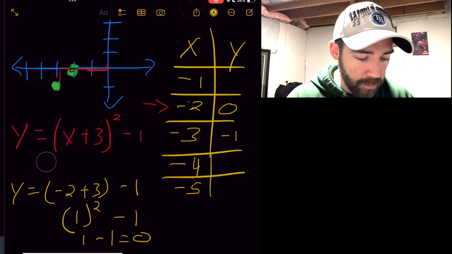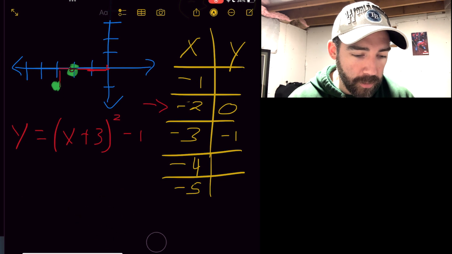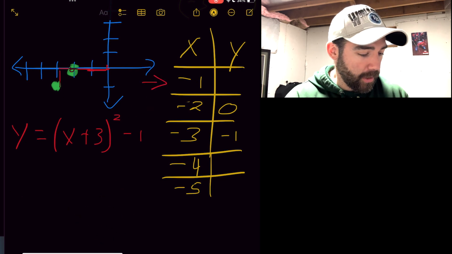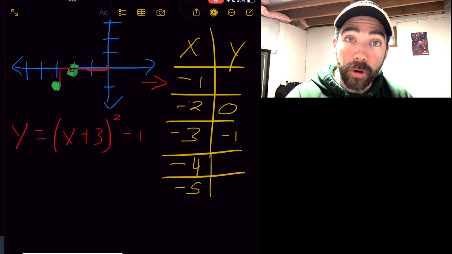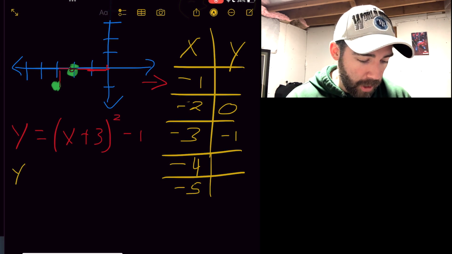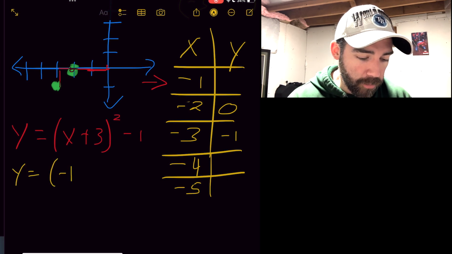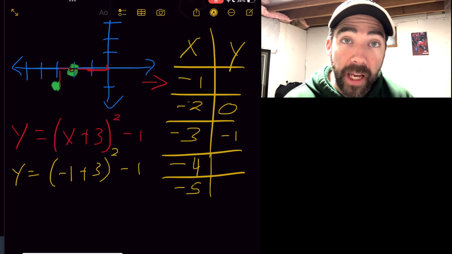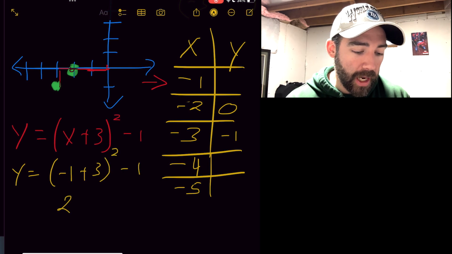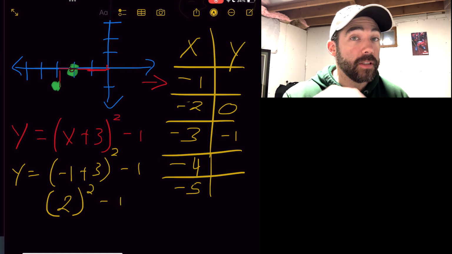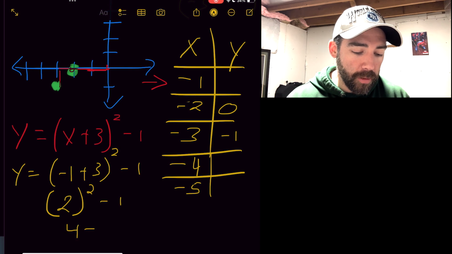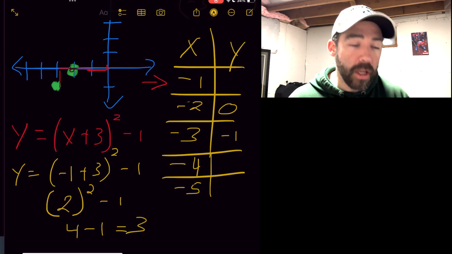Here we go. Let's do it again, but instead of this one, let's do it for this one. Let's plug in the -1 for our x. So we have y equals (-1 plus 3) squared minus 1. -1 plus 3 is +2, that whole thing squared. 2 squared means times itself, right? So 2 times 2 is 4, minus 1. Well, this guy equals 3.